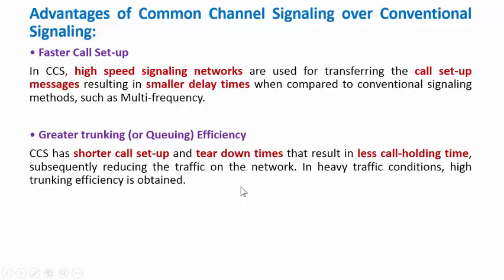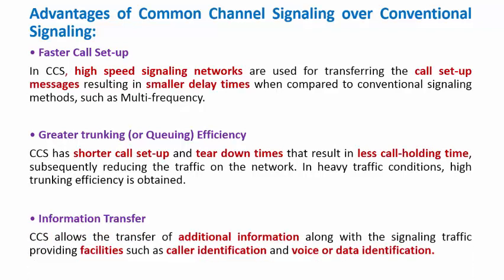The second advantage is greater trunking or queuing efficiency. CCS has shorter call setup and tear down times that result in less call holding time, subsequently reducing the traffic on the network. This is the main advantage of CCS. And in case of heavy traffic conditions, high trunking efficiency is obtained.